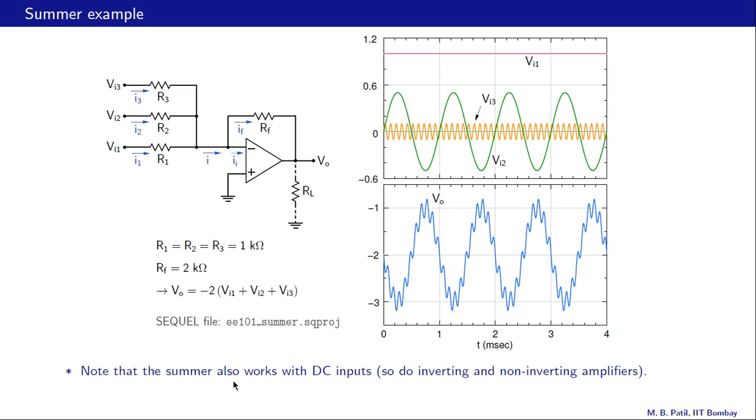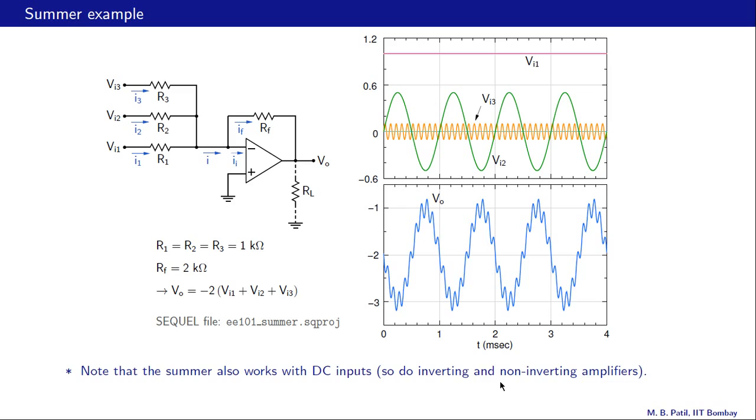Note that the summer also works with DC inputs. This is a DC input, for example, and that comment applies also to the inverting and non-inverting amplifiers. These circuits would also work with a DC input.